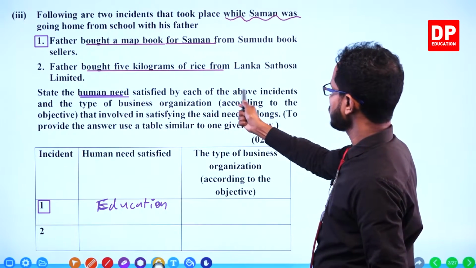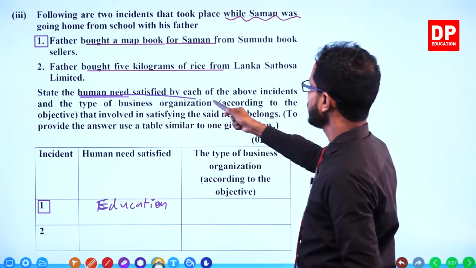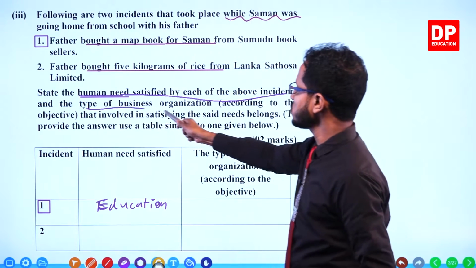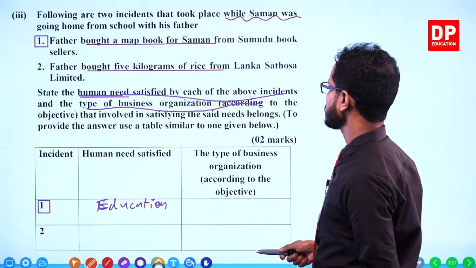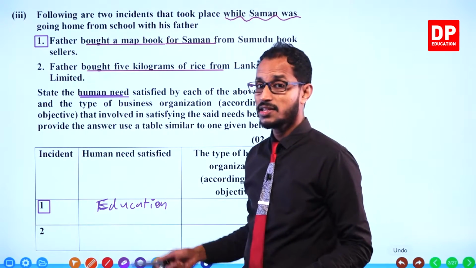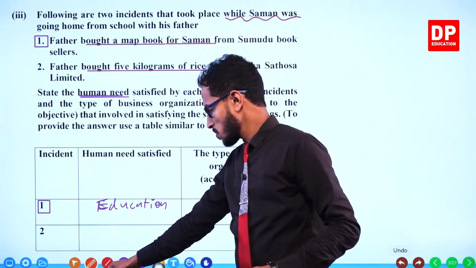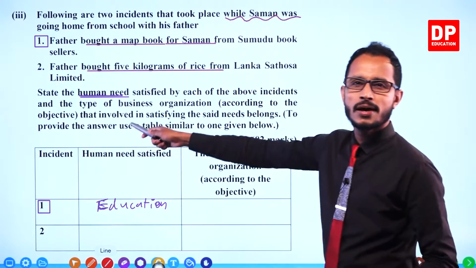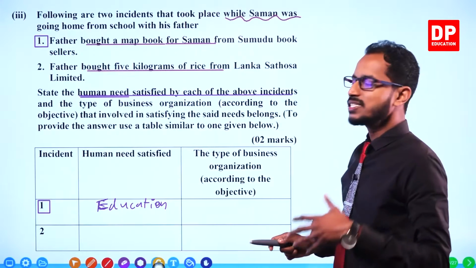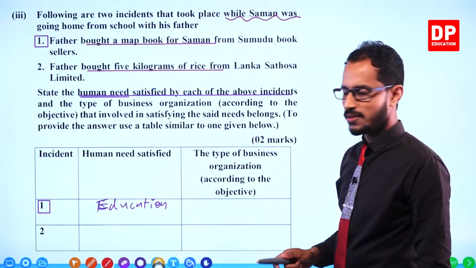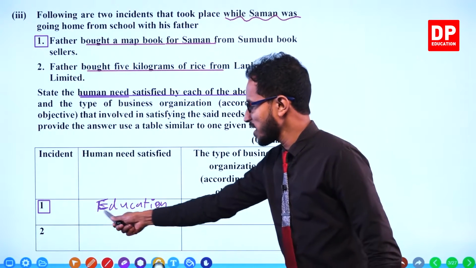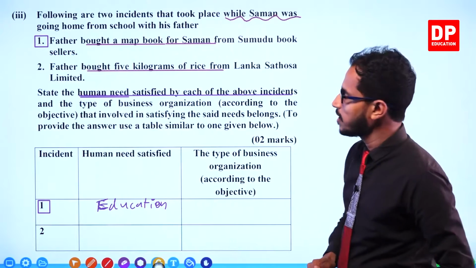Now we have to write the human need satisfied by each of the above incidents, and the type of business organization too. But there is something that you should pay attention to. You need to write which need is satisfied, just like I wrote here. The first incident is satisfying the education need.